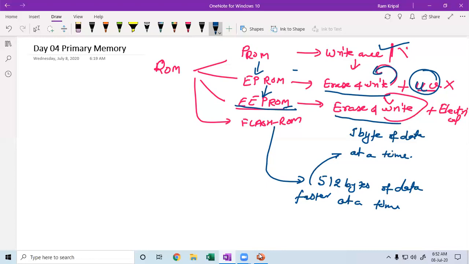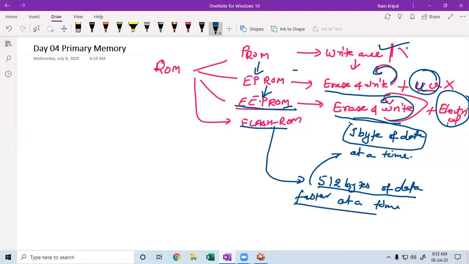You can erase and write any number of times, but you need just electrical signals. Here, only 1 byte of data can be written at a time. This is the problem. That makes the EEPROM slow. The solution comes in the form of Flash-ROM, where you can write 512 bytes of data at a time. Any questions? No, straightforward.